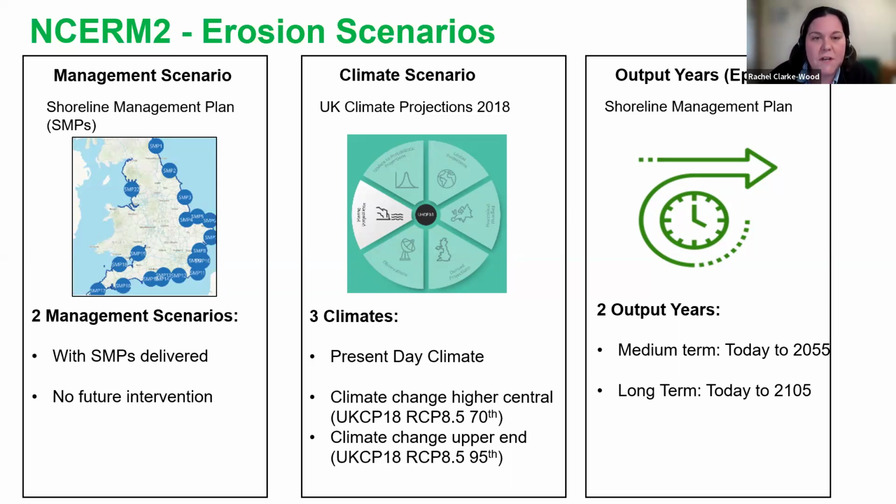The second box there, the climate change scenario, users can select a present day climate where current rates of erosion are projected into the future, or 2 climate change scenarios of varying levels of precaution. And then finally, on the last box that you can see there, the time horizon, the user can select either the medium term to 2055 and the long term to 2105. And both of these time periods, again, are taken directly from the shoreline management plans.